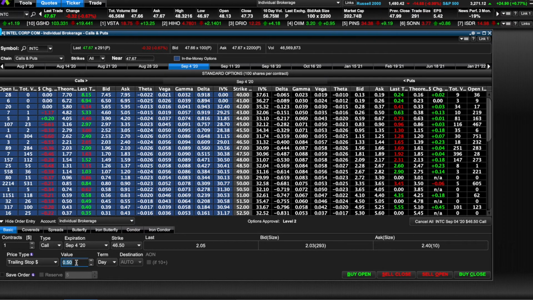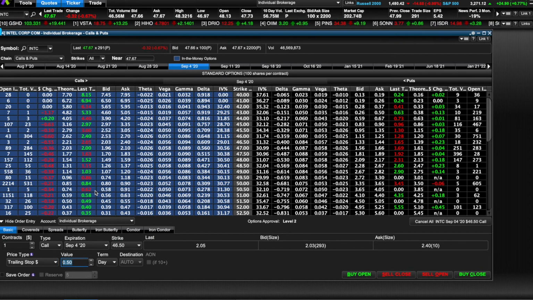So say you put it in at 47 and Intel goes up to 48. What this does is, if it drops 50 cents, so if it goes from 47 to 48 and then drops down to 47.50, it will trigger this and sell your option for you, basically protecting you from any large or quick drops in the stock. And how it keeps working, it just keeps following the stock up. So say the stock goes up $4 or $5, this trails behind it. If it drops 50 cents after it reaches $4 or $5, it'll automatically sell for you, limiting your losses.